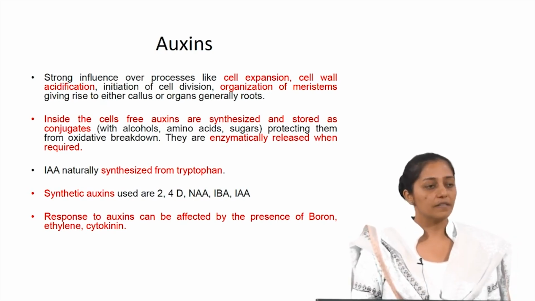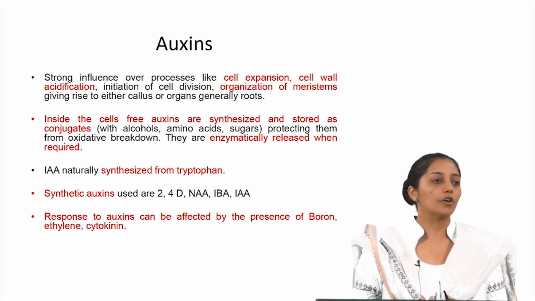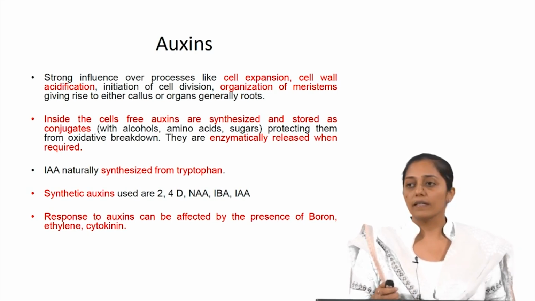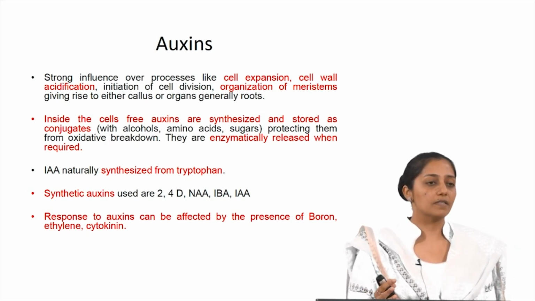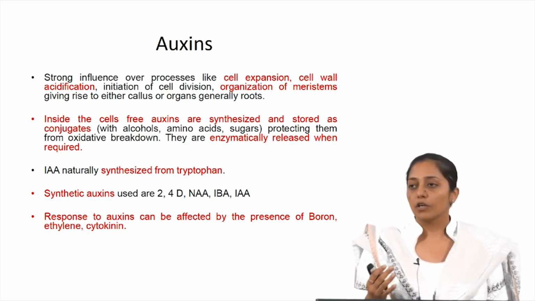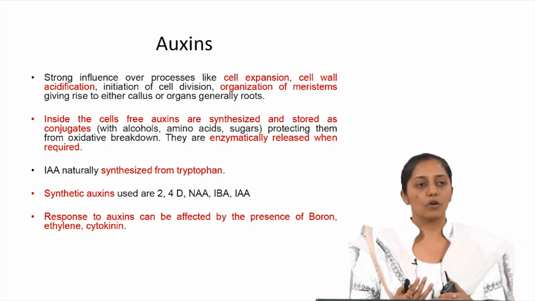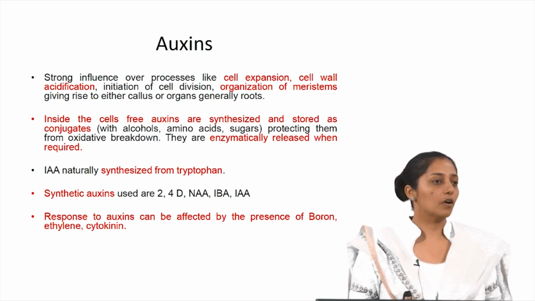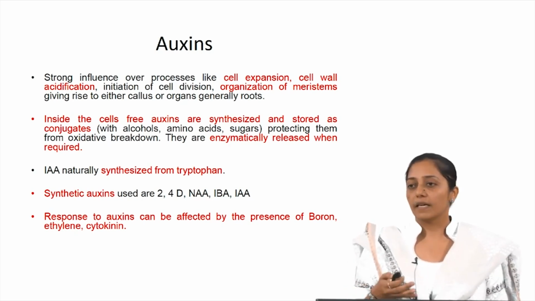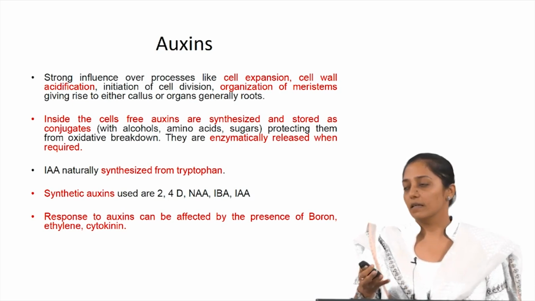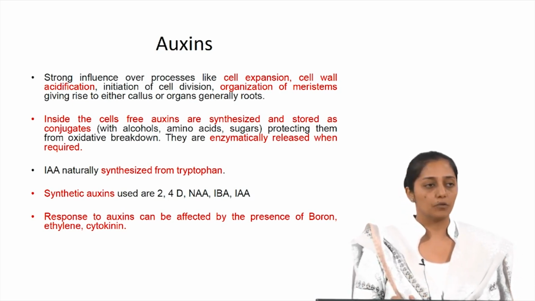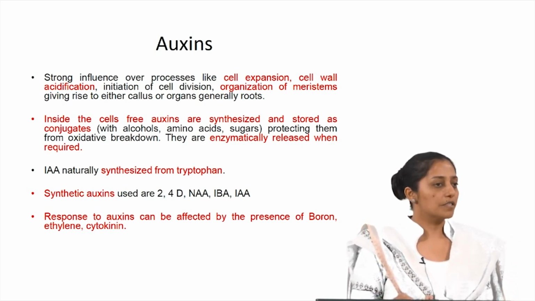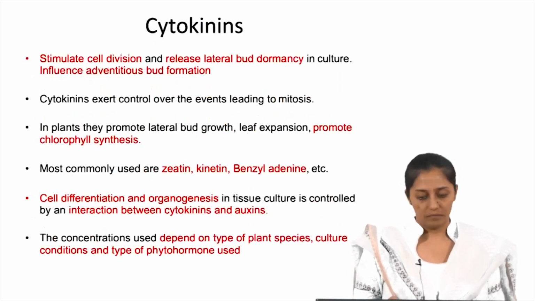Now inside the cells, the free auxins are synthesized and stored as conjugates. There is a purpose why auxins are stored as conjugates, so that they can be used later, otherwise free auxins can get broken down. So, in order to prevent their breakdown, they are stored as conjugates with amino acids or alcohols or sugars, thereby protecting them from oxidative breakdown, and whenever needed, it is an enzymatic process through which these auxins are set free in the cytoplasm or in the cell. Now, IAA, as I said, is a naturally occurring auxin which is synthesized from the tryptophan biosynthesis pathway.